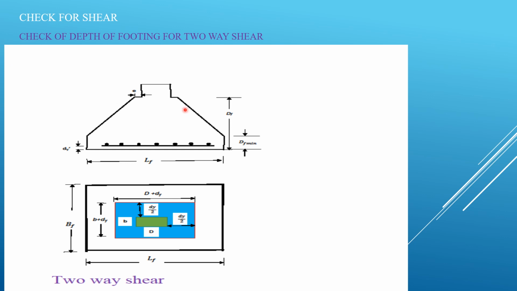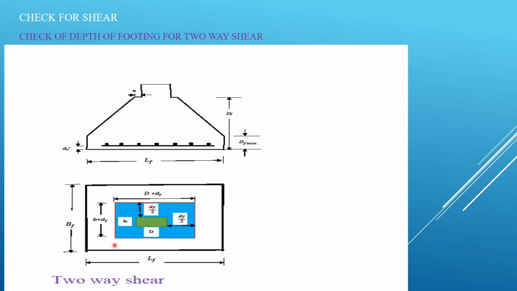dy dash is the effective cover provided for the reinforcement along the x direction. Df is the depth of the rectangular portion of the footing, and df is the total depth of the foundation.